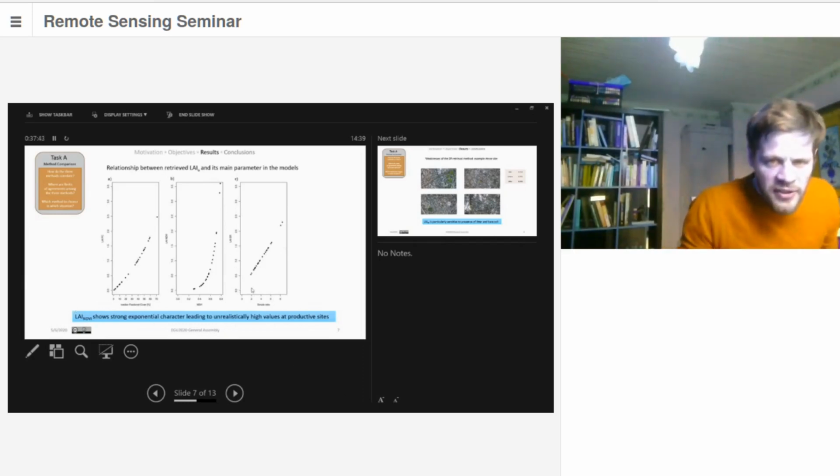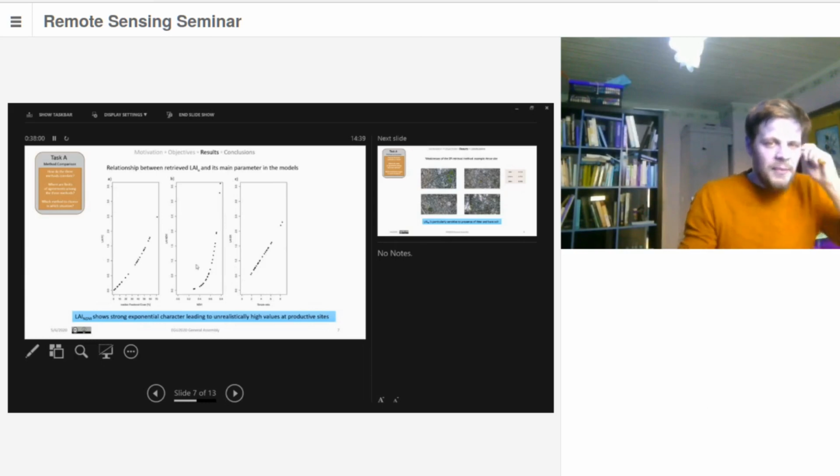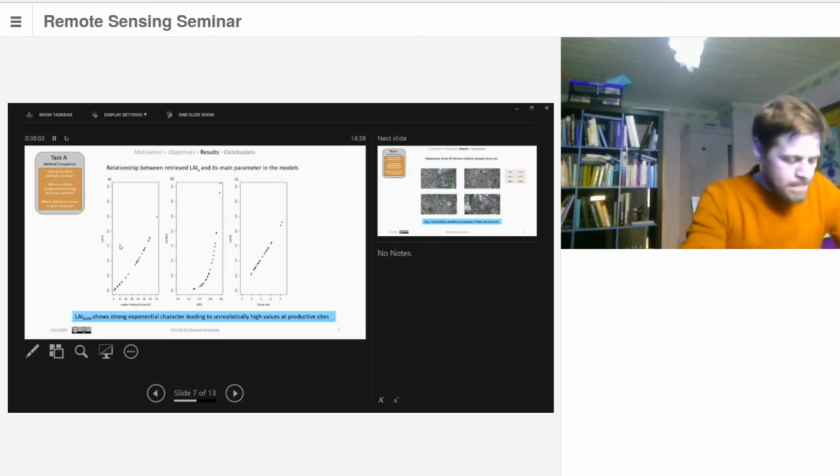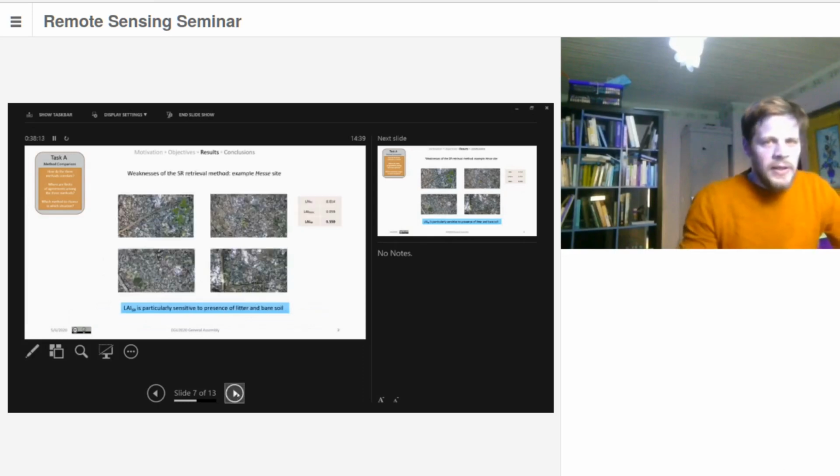On the other hand, when you go to the simple ratio method, you see in this square, below 0.5 leaf area index units, that there's no data at all. This means that the simple ratio method is not able to capture leaf area index at very low ranges. I will show you what it means on an example in the next slide.